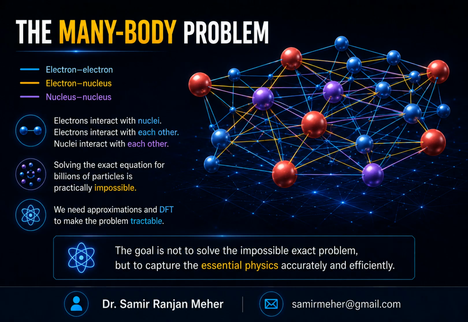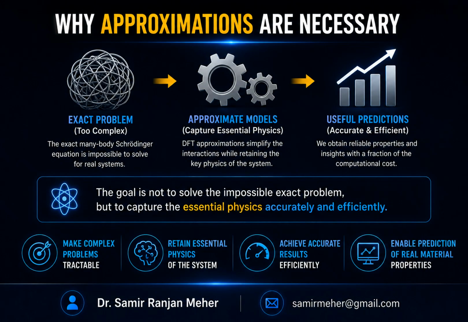To make progress, we must simplify the problem while preserving the essential physics. Science often advances by making intelligent approximations. Instead of attempting to solve an impossible exact problem, we construct approximate models that capture the most important physical effects. The goal is not perfect mathematical exactness. The goal is accurate and useful predictions. Good approximations reduce computational complexity while retaining the essential physics of the system. This philosophy forms the basis of modern electronic structure methods, including density functional theory.